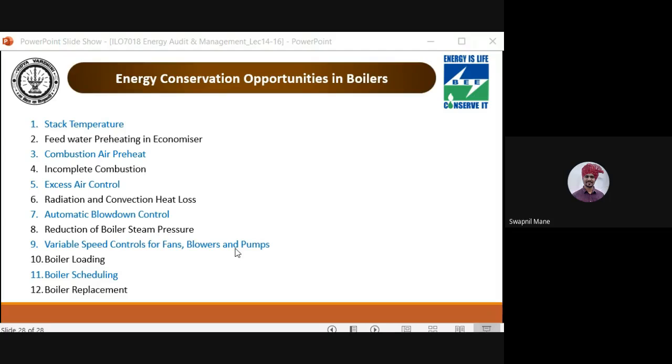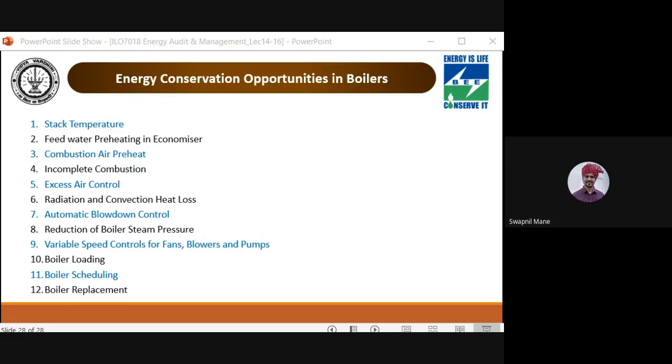So in general, what we can say is operating a large number of boilers at low loads is less efficient than operating a few boilers at high load. It is uneconomical to operate a large number of boilers at low load conditions as compared to operating a smaller number of boilers at a high load.